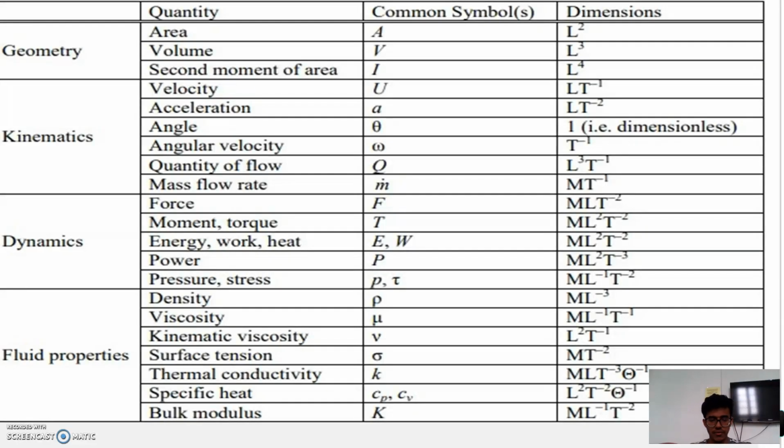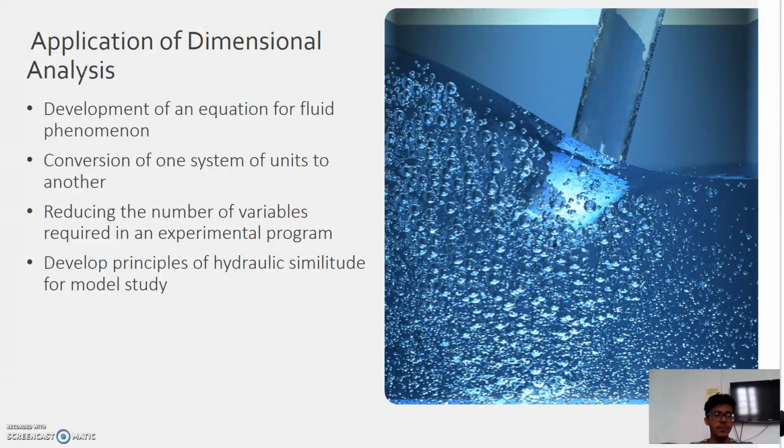Then we use a lot of algebra in dimensional analysis. And here, as we can see from the figure, what's the quantity, the samples, and the meaning, and in dimensions, what does each sample mean? And the application of dimensional analysis, as we can see here, is the development of an equation for fluid phenomena. That means we can develop an equation by using dimensional analysis. Conversion of one system of units to another, as a conversion factor from unit to unit, and reducing the number of variables required in an experimental program. We can use the experiments to reduce the number of variables. Develop principles of hydraulics and simulate for model study.